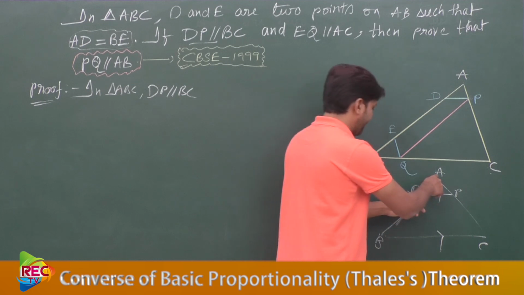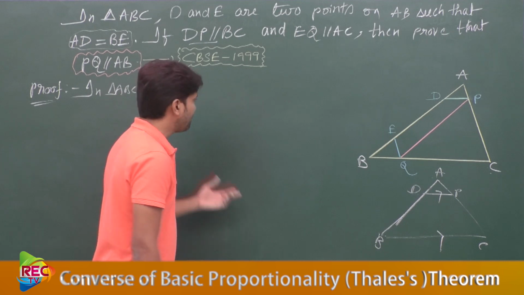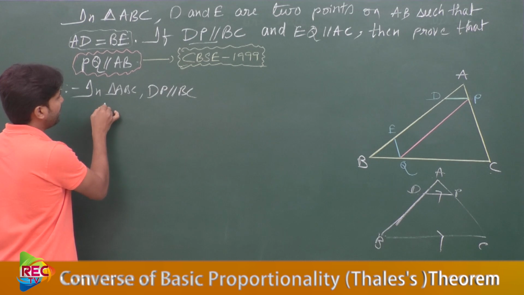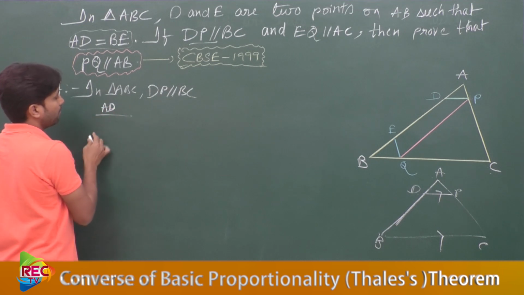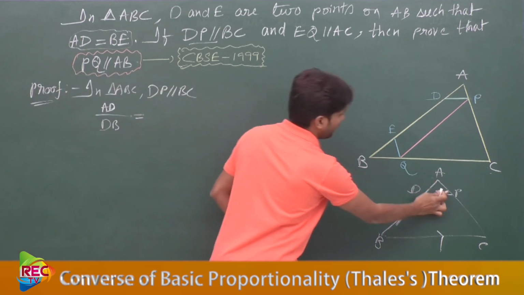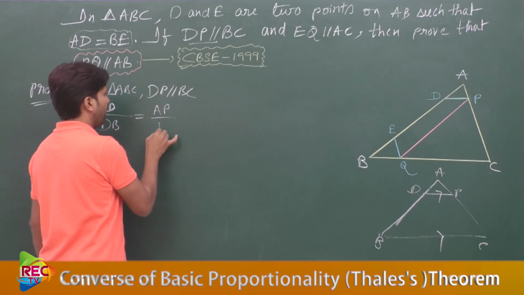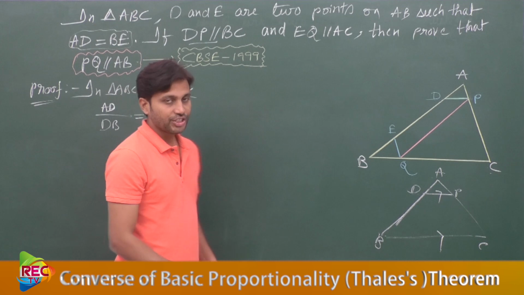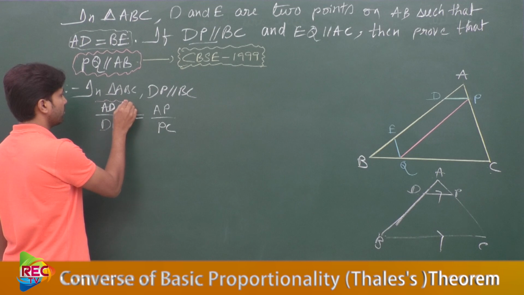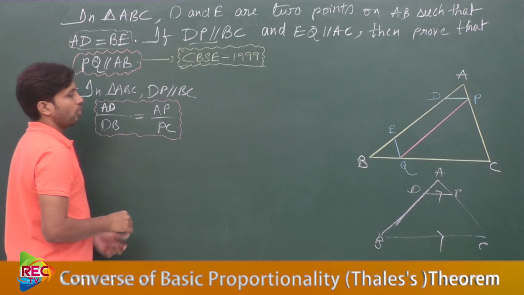What is that result here? AD by BD equal to PA by PC. Okay, let me write it. So what can we write here? AD by DB, or BD also you can write, equal to AP by PC. AP by PC, right? Let this be condition 1.